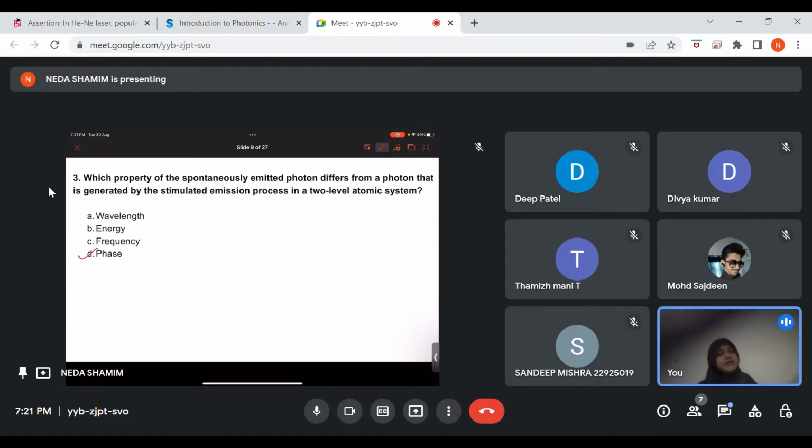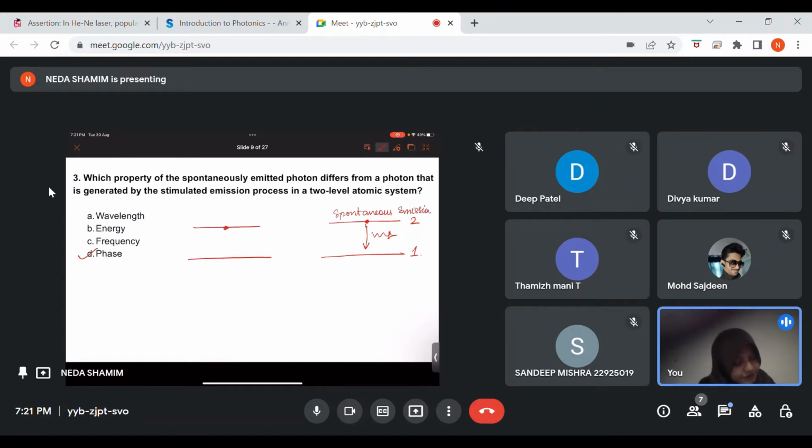Why? Because when we have a spontaneously emitted photon, these are my energy levels, this is level 2 and this is level 1. A photon in the upper state spontaneously emits. If it's emitting spontaneously, it won't have the same phase, because this transition is independent of the number of photons that may be there. This is spontaneous emission. Now in stimulated emission, what is happening? In stimulated emission, I am stimulating my emission.